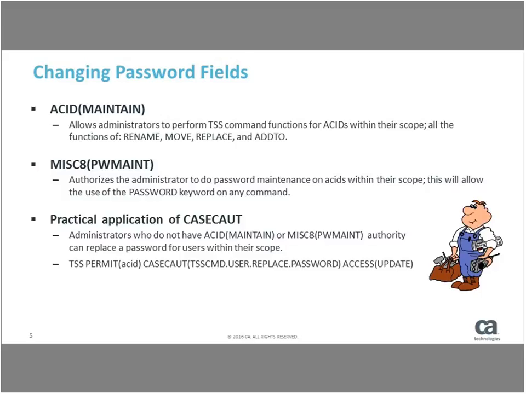Okay, so the structure of the CASECAUT entity is: the first prefix is the TSS command, .user. That's pretty much static. The replace would be in the location of the TSS command, and the password would be the actual function, and access update is needed. So here you have an application where you don't want to give the administrator maintain or PW maintain, but you do want them to replace passwords within their scope. So you can permit them to CASECAUT, and they'll get that permission.